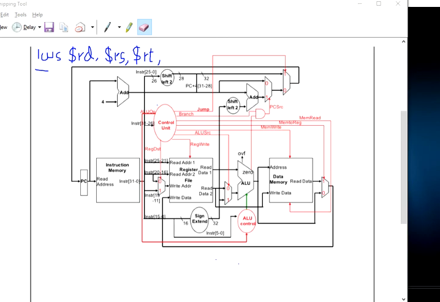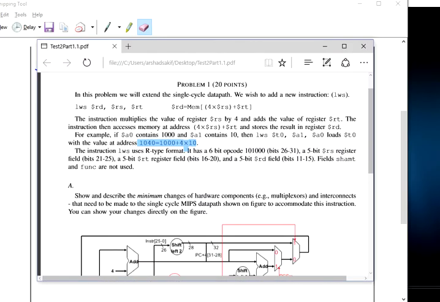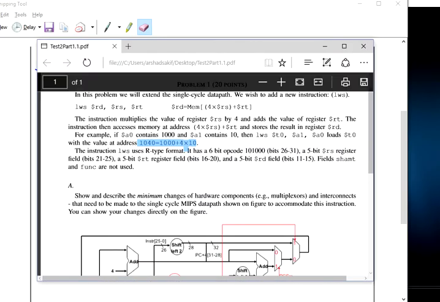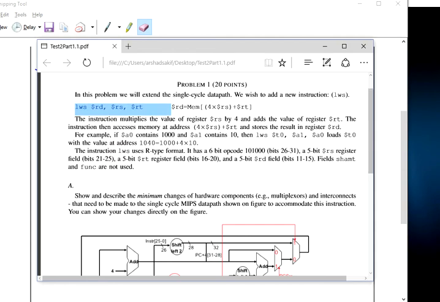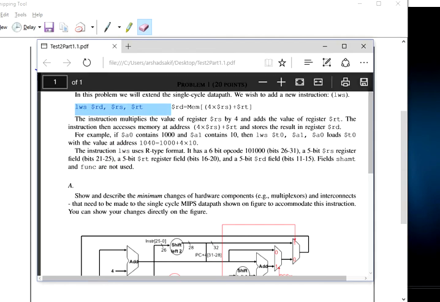Hey guys, so today we're going to go over an example of single cycle data path. So let's go ahead and pull this up right here. In this problem, we're going to be implementing this LWS instruction, and we're going to see how the data path control system will work in single cycle data path. Okay, and what does LWS do?